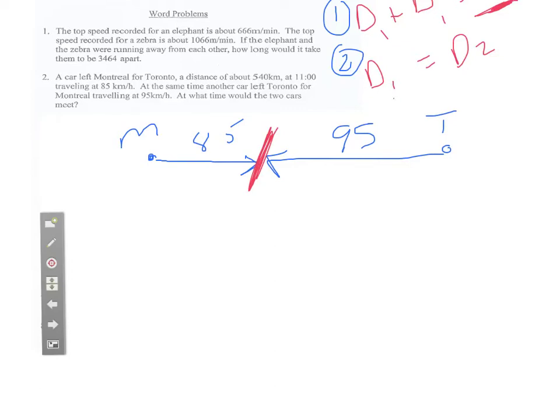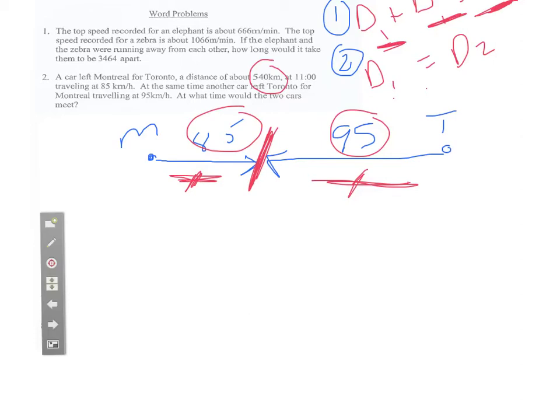We have distance equals distance. In this scenario, the distance here does not equal the distance there. It just doesn't make sense. They're leaving at the same time. They're traveling the same amount of time. One's traveling faster, so the distances do not equal each other. But it does make sense that distance 1, which is this car, and distance 2, which is this car, will travel a total distance of 540.